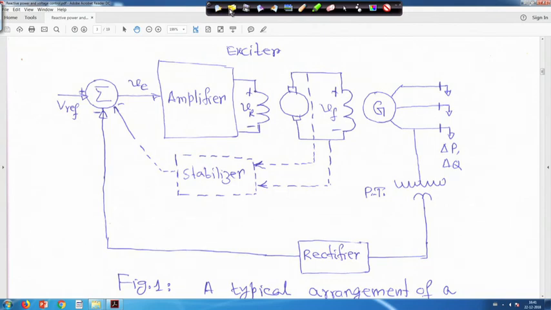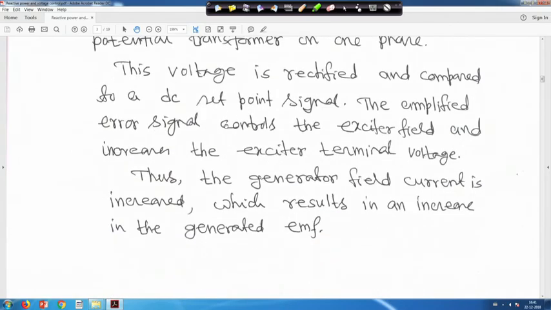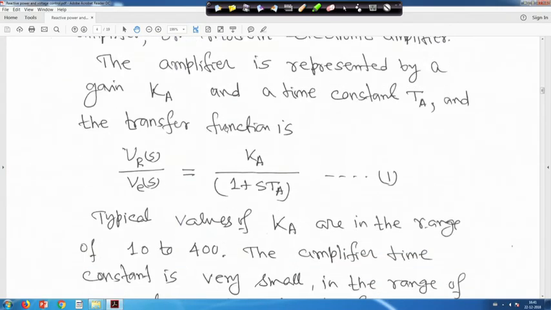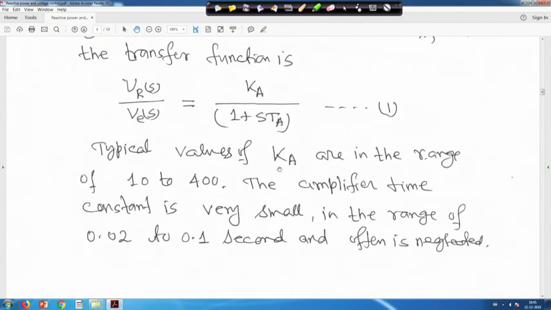This is represented by a first order transfer function, K/(1 + sTa). Typical values of K, the amplifier gain, are in the range of 10 to 400. The amplifier time constant is very small, in the range of 0.02 to 0.1 second, and is often neglected. Sometimes we neglect it and simply consider the amplifier as a gain K.